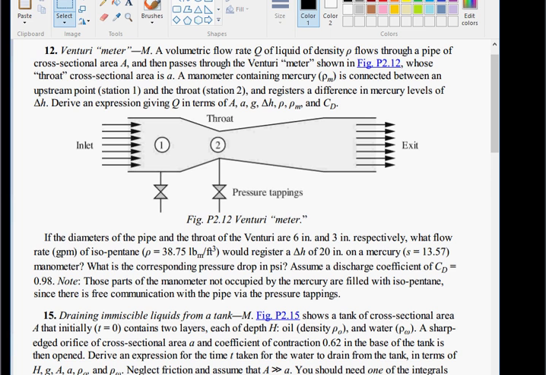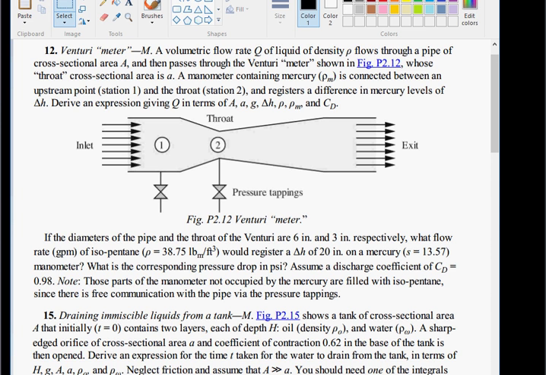Alright, I'm going to do two more conservation problems. They're conservation problems that are going to use the vena contracta that I talked about in the last video. They're just going to use that effect. So let me just go ahead and pull up the first problem with the Venturi meter here.